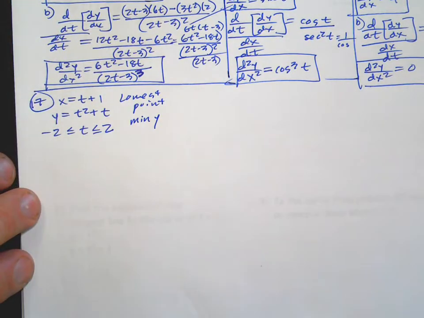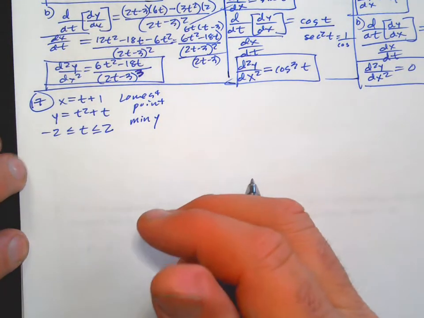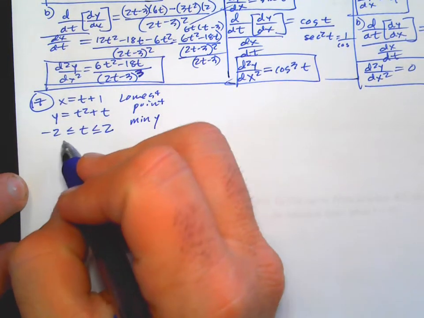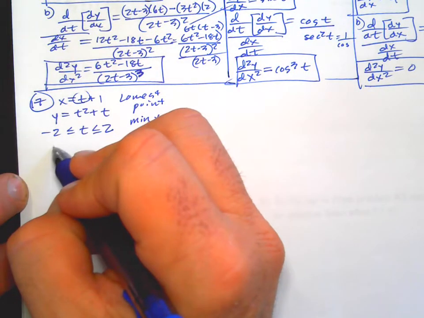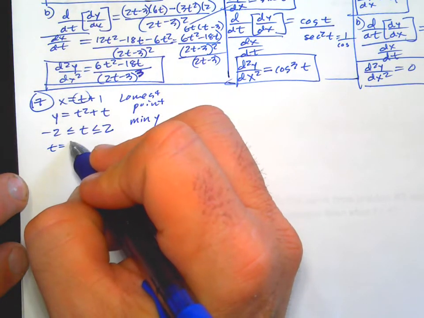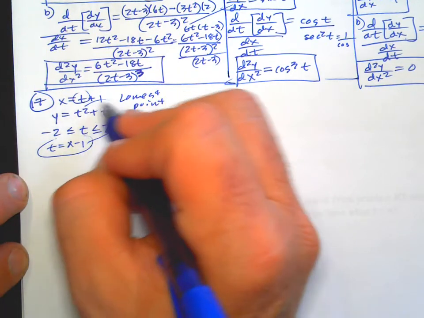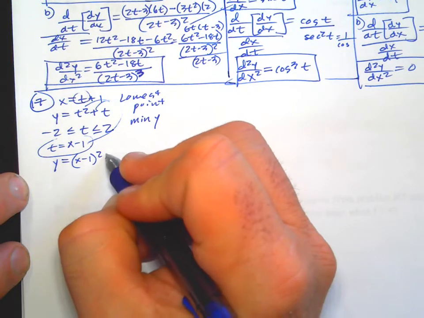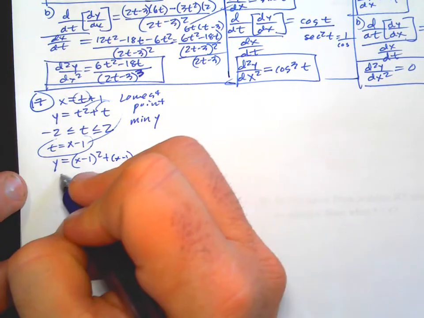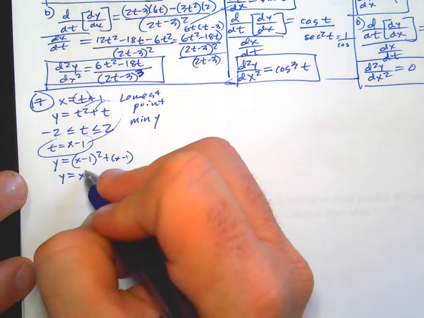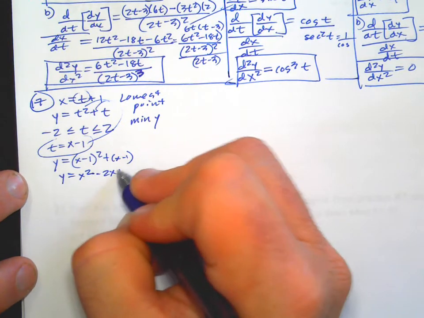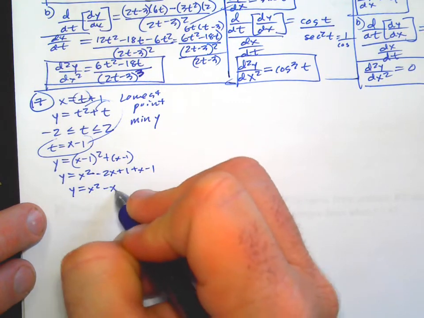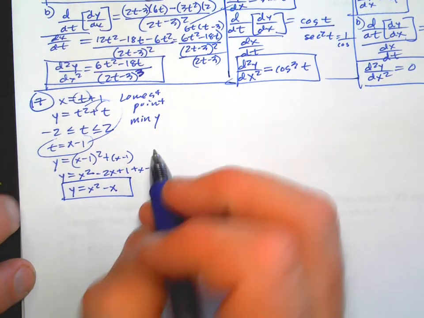which means we're looking for min y, right? So let's get the equation, get the sketch first, which is really just to help us feel more confident about our answer. So I'm going to solve for t. t equals x minus 1. Plug that into the other equation wherever I see t. So y equals x minus 1 squared plus x minus 1. So y equals x squared minus 2x plus 1 plus x minus 1. So y equals x squared minus x. That's your equation.